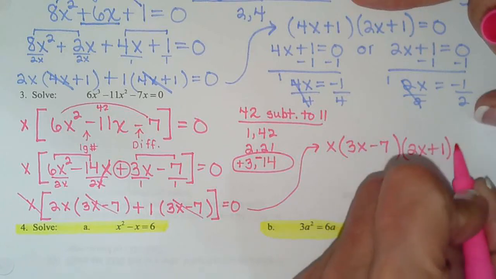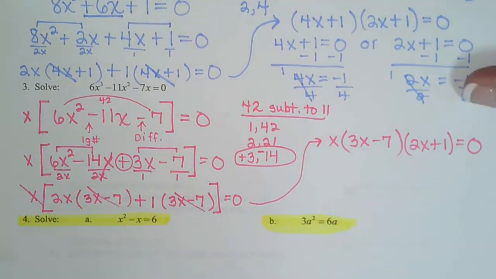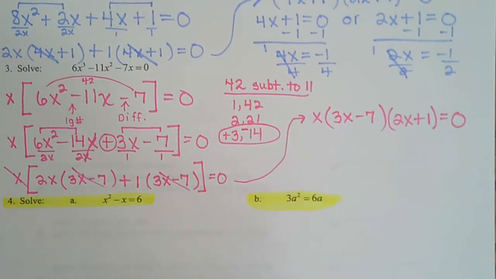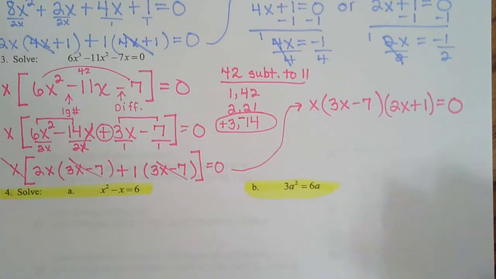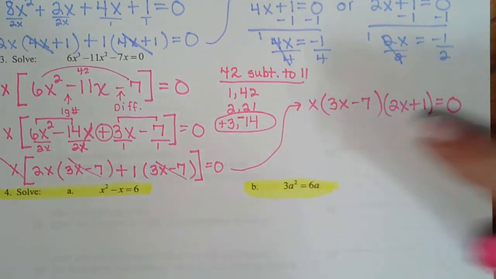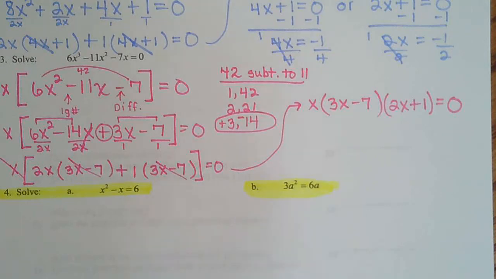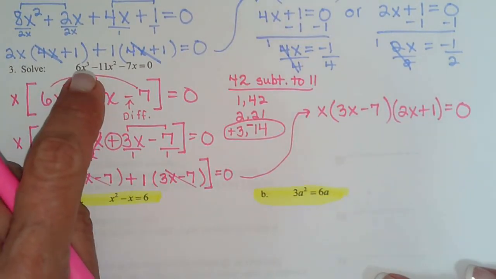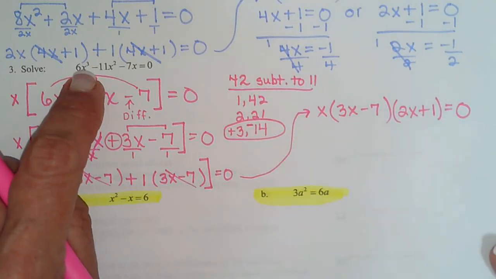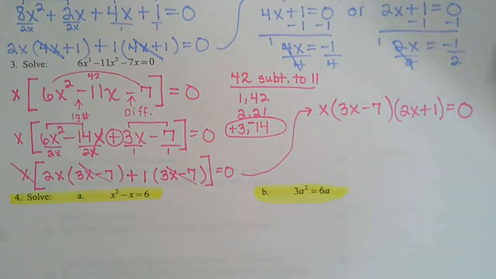And remember, we need to get 3 solutions. I have a 4th degree one on the test, and I cannot tell you how many times I write on it, where are the 4 solutions? You have 2. So whatever the highest power is, you're guaranteed that many solutions.